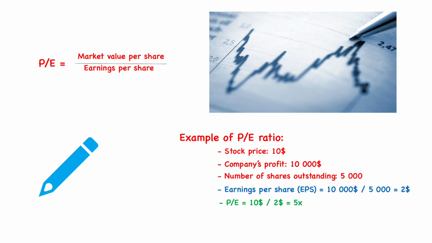Let's take an example to calculate the PE ratio for a random company. The company's stock price closed at 10. The company's profit for the fiscal year was 10,000, and its number of shares outstanding was 50,000. Its EPS can be calculated as 10,000 divided by 50,000, that equals 2. The PE ratio for the company is therefore 10 divided by 2, that equals 5.